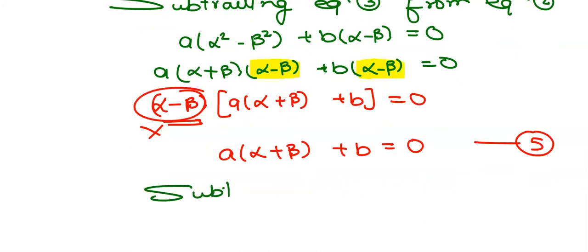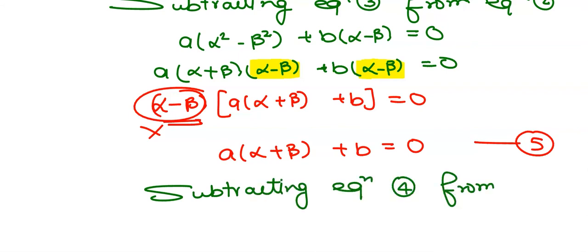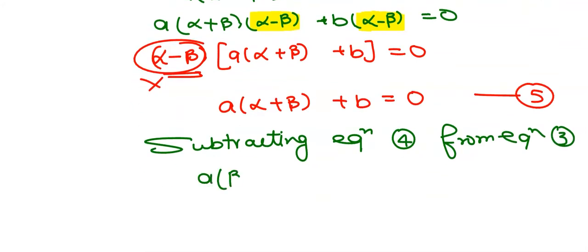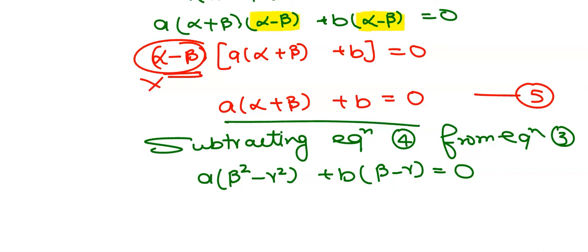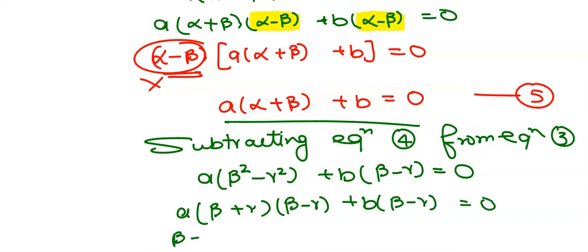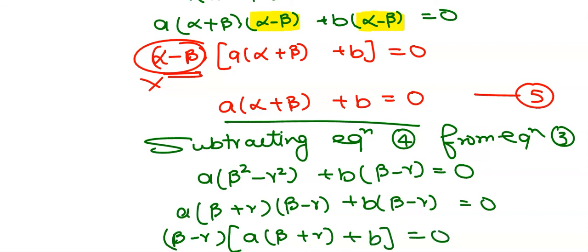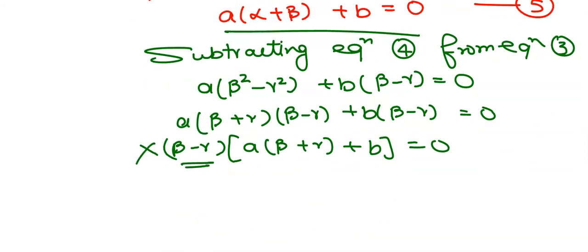Next, subtracting equation 4 from 3. From equation 3, what we get is a(beta square minus gamma square) plus b(beta minus gamma) equal to 0. You can write it as a(beta plus gamma)(beta minus gamma) plus b(beta minus gamma) is equal to 0, and you take beta minus gamma common here, but you are getting a(beta plus gamma) plus b is equal to 0. Okay, and that cannot be possible, so that is a(beta plus gamma) plus b equal to 0.